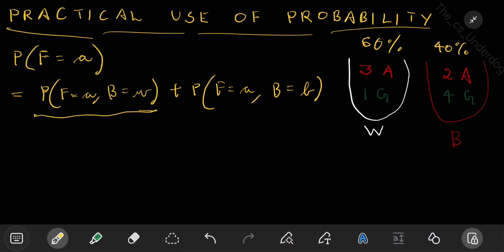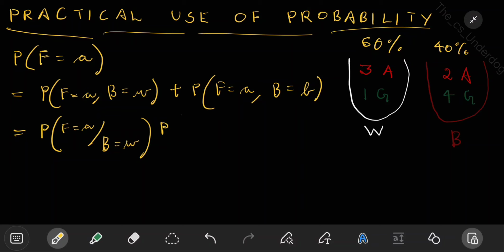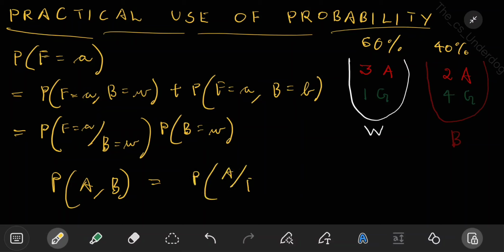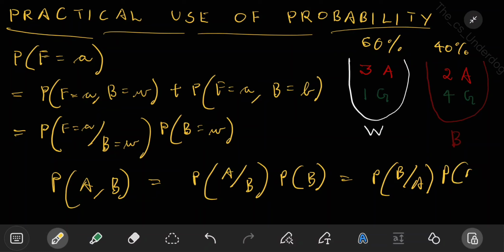Now, how do you expand fruit equal to apple and bag equal to white? You have to use the product rule of probability. That is, probability of fruit equal to apple given bag equal to white into probability of bag equal to white. This is how you do it using the product rule of probability. That is, if you have A and B occurring together, this can be written as probability of A given B into probability of B. This can also be written as probability of B given A into probability of A. Both are one and the same.